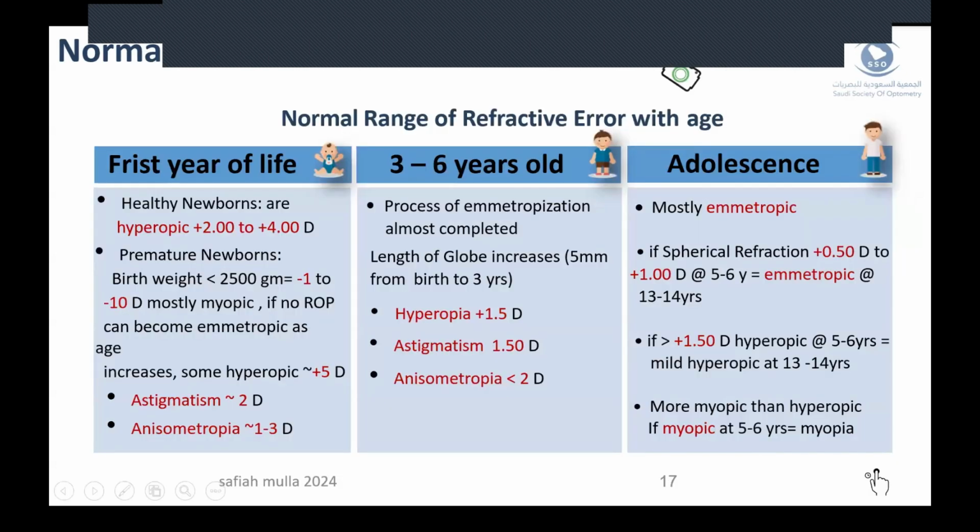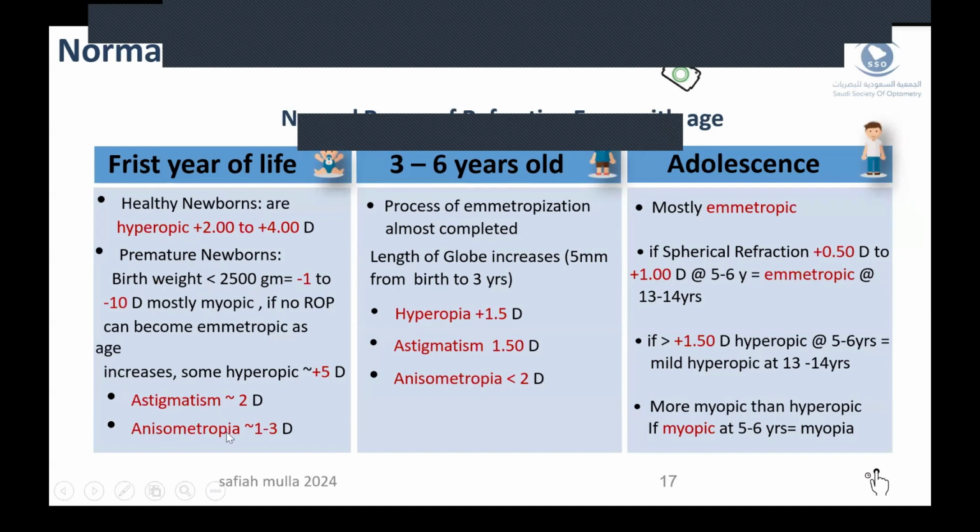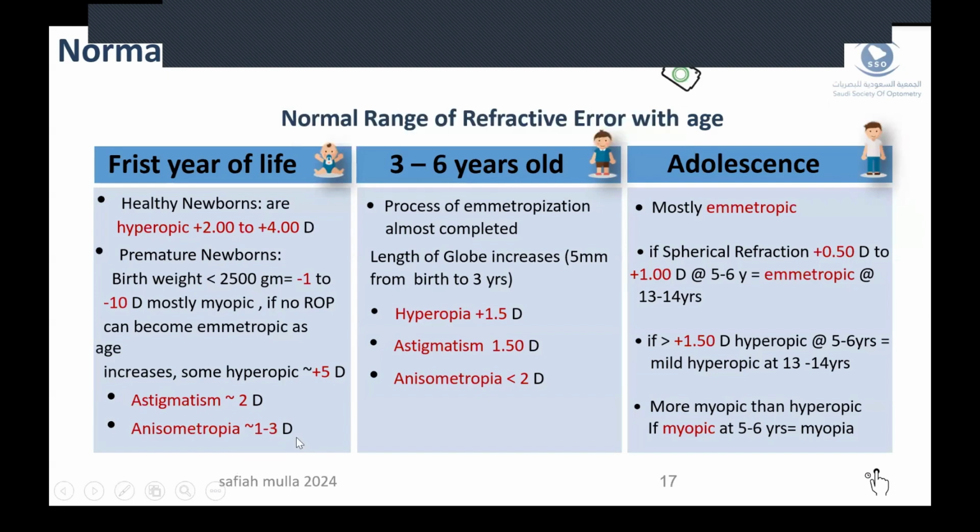We need to know also the normal range of refractive error with age. When they are born, they're going to be hyperopes around +2 to 4, or maybe even up to 6, with some astigmatism less than 2 diopters, and some anisometropia between 1 to 3 diopters. That's acceptable in the first year of life. At 3 to 6 years, the process of emmetropization is supposed to be almost completed. They're going to have hyperopia up to 1.5 diopters, astigmatism around 1.5 diopters, and anisometropia less than 2 diopters, and that's acceptable during the examinations. However, the child needs to be monitored.